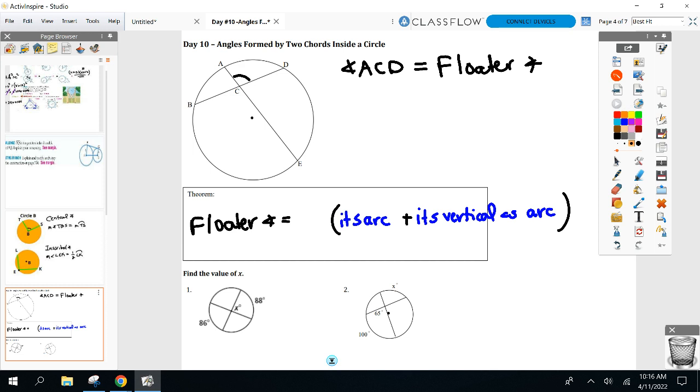And I wish I was done. Notice I put a little space in there between the equals and the parentheses, because you're going to add those two arcs up and take half of that.